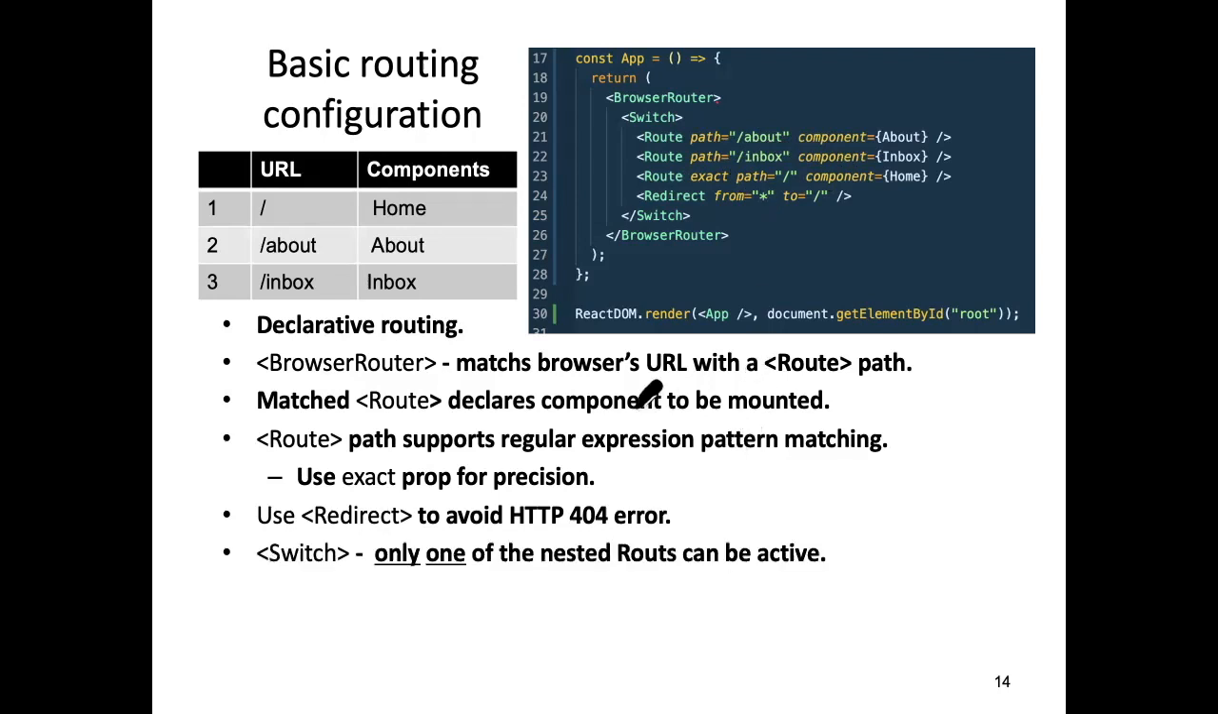The switch component behaves like a case switch statement in programming. So whenever the browser's URL changes, only one of these options is going to be picked by the React router. If we didn't have the switch, then it could pick more than one, and usually we don't want that.